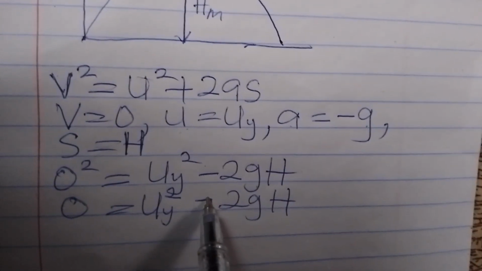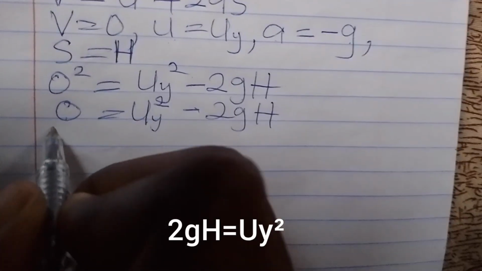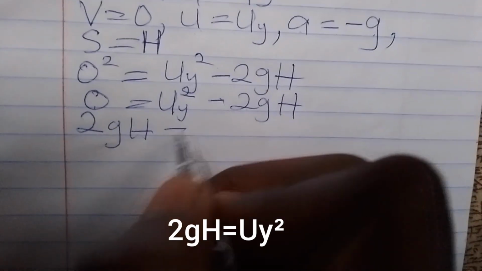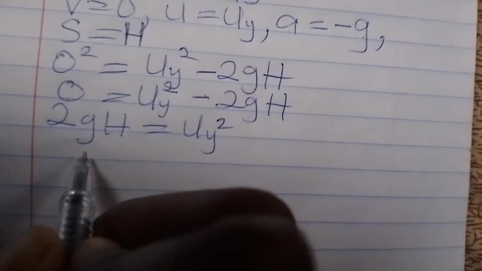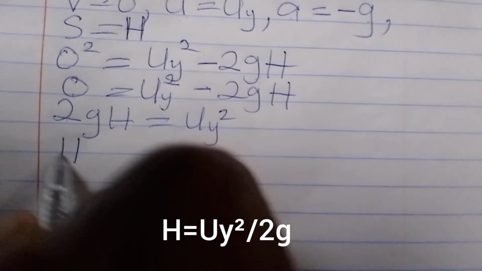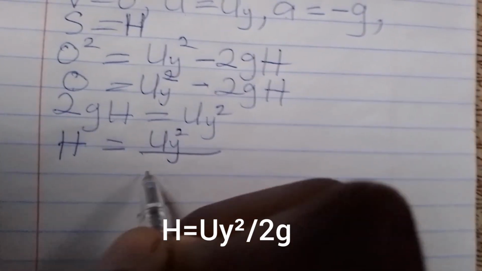If we bring this minus 2gh here, it's going to give us 2gh equal to uy square. Then there's another thing you must take note of. We need to divide both sides by 2g, and dividing both sides by 2g will give us h equal to uy square all over 2g.